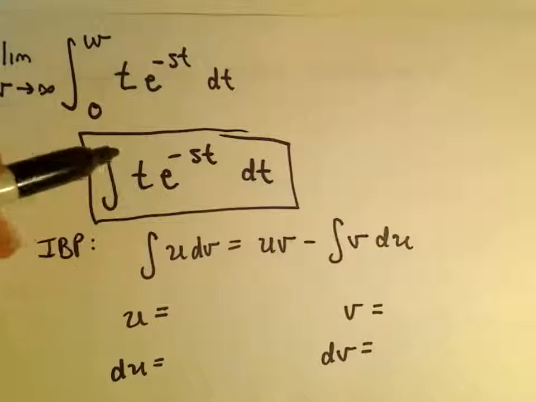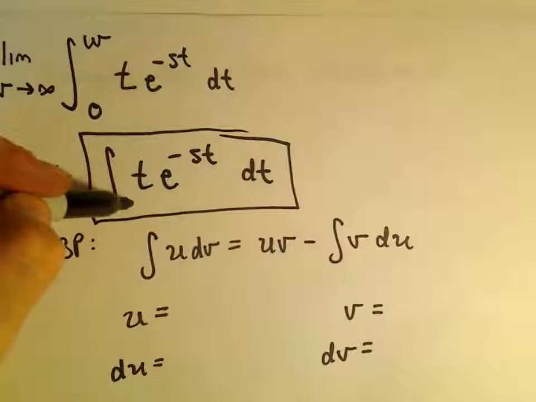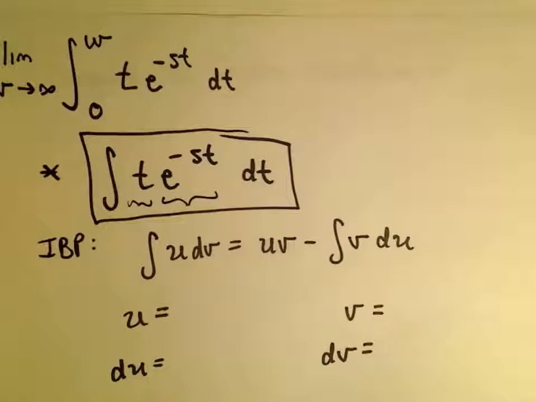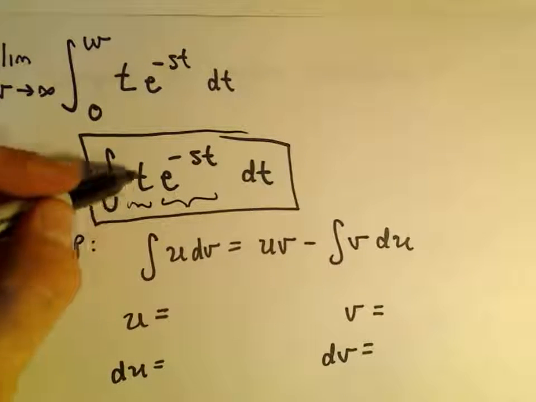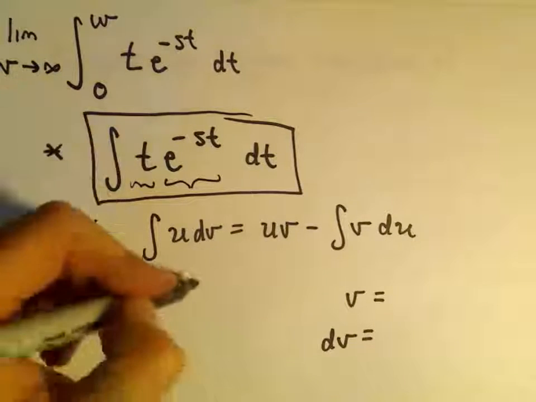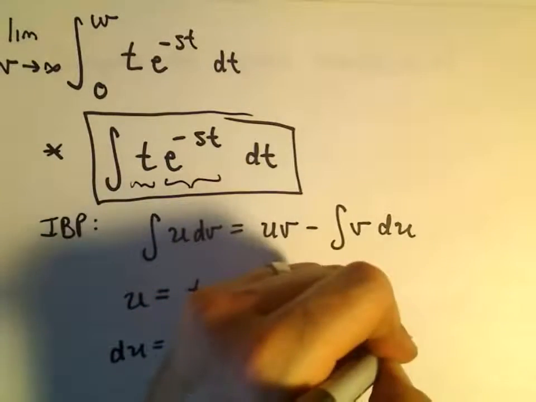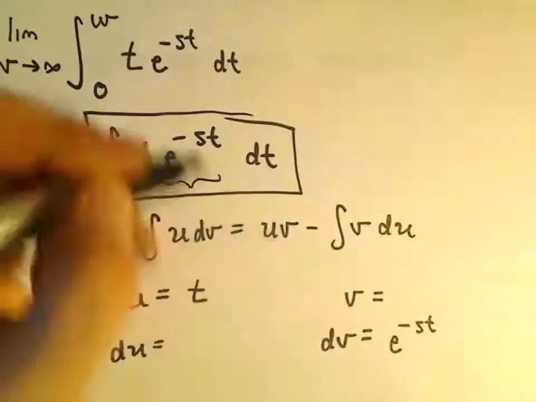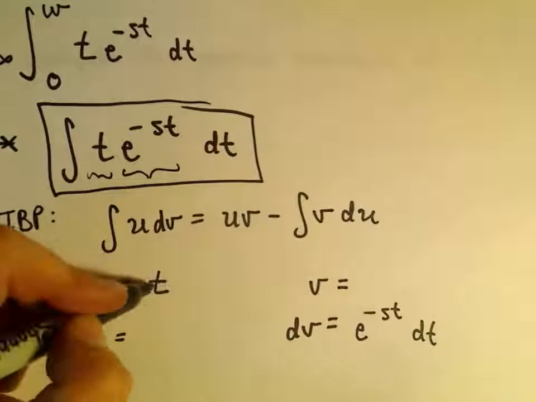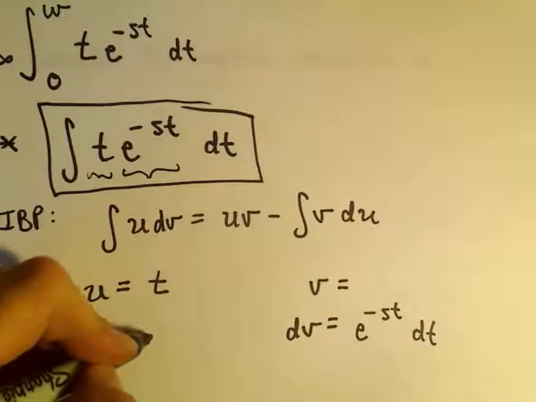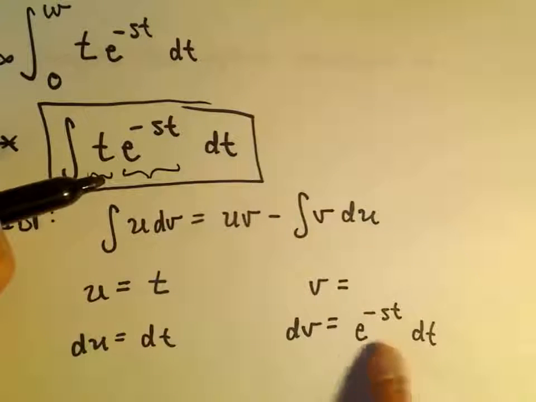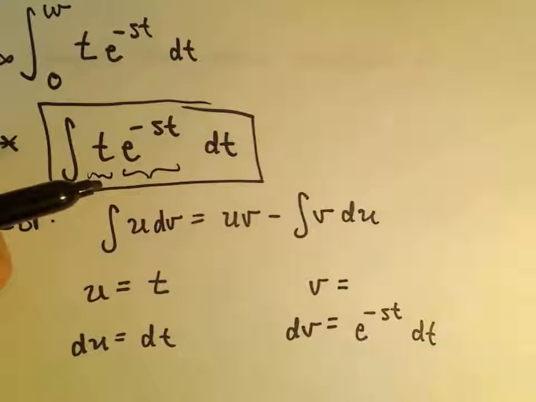So it turns out, in this case, I'm either going to pick the u to be the t, or I'm going to pick it to be the e to the negative st. And in this case, to do integration by parts, it's best to let u equal t, and then our dv is going to be the e to the negative st dt. Okay, so if we take the derivative of t, we'll simply get 1 dt. Now, to get back to v, we have to integrate e to the negative st.